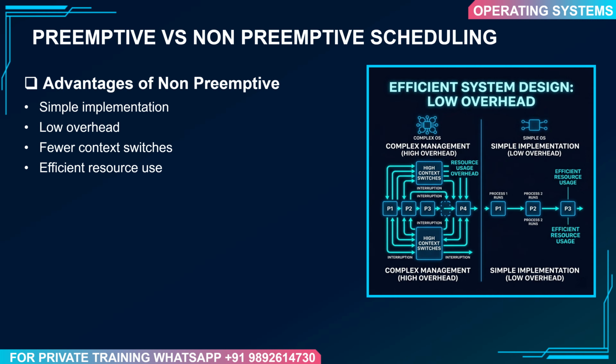This approach is easy to understand and simple to implement. There is less overhead because the OS does not have to constantly interrupt processes. There are fewer context switches, so the system can be efficient in terms of resource usage.